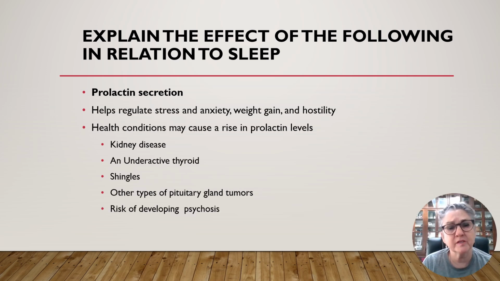Prolactin regulates stress and anxiety, weight gain, and hostility. Health conditions that may cause a rise in prolactin levels include kidney disease, an underactive thyroid, shingles, other types of pituitary gland tumors, and risk of developing psychosis.